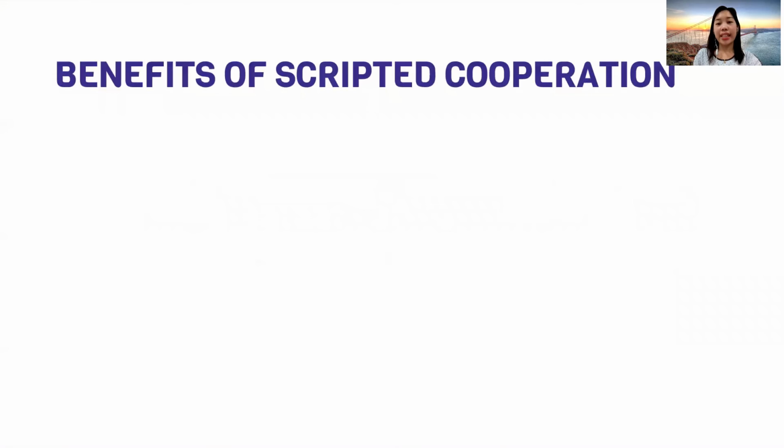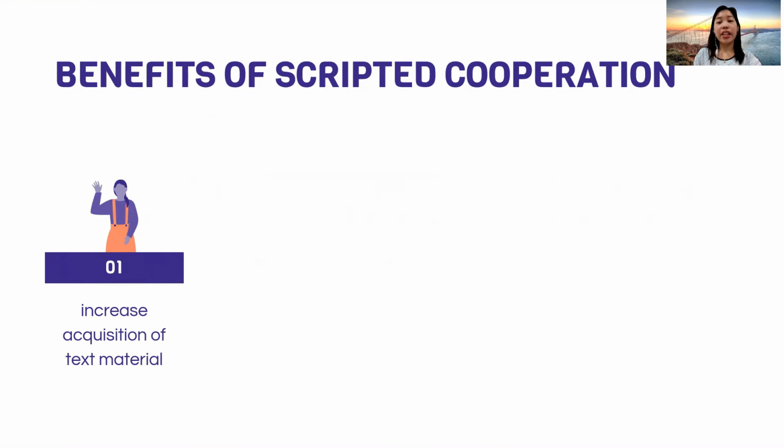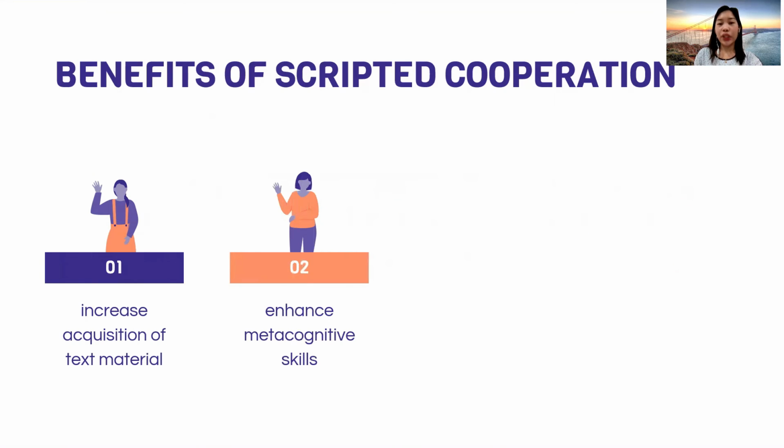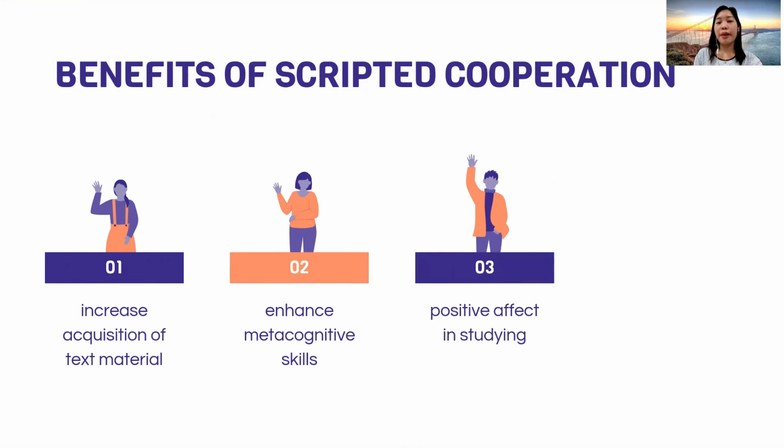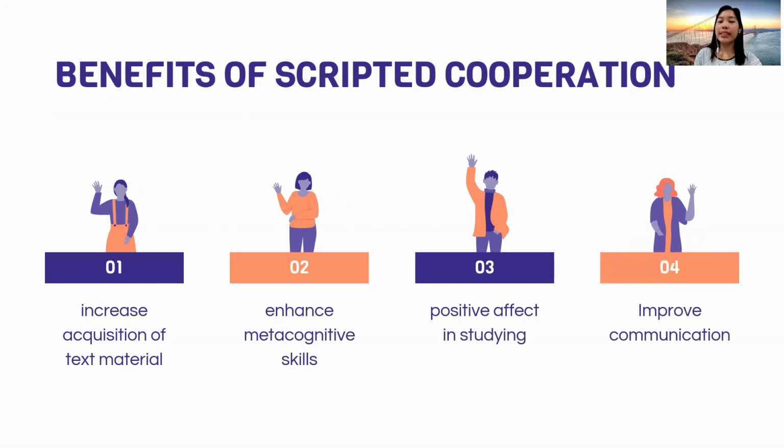Laboratory research indicates that the scripted cooperation strategy has a number of potential benefits. First, the method can serve to increase acquisition of text material relative to students studying alone. In addition, the method appears to enhance metacognitive skills and generates positive effects associated with studying relative to learners studying alone. Lastly, this technique has been found to lead to improvements in both oral and written communication.